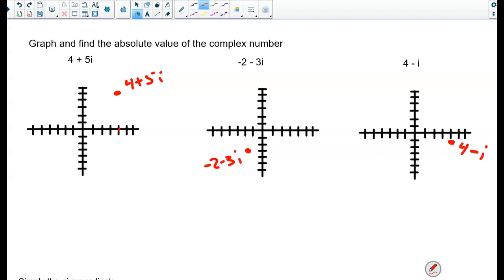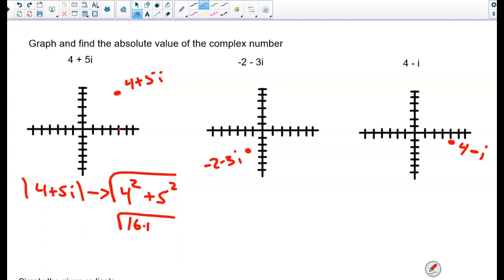Now, if I'm going to get the absolute value of them, it's simply this. It's the real number squared plus the coefficient of the imaginary number squared. And we take the square root of that number. 16 plus 25. The absolute value is root 41. If you can simplify it, you do so. If you can't, you leave it.